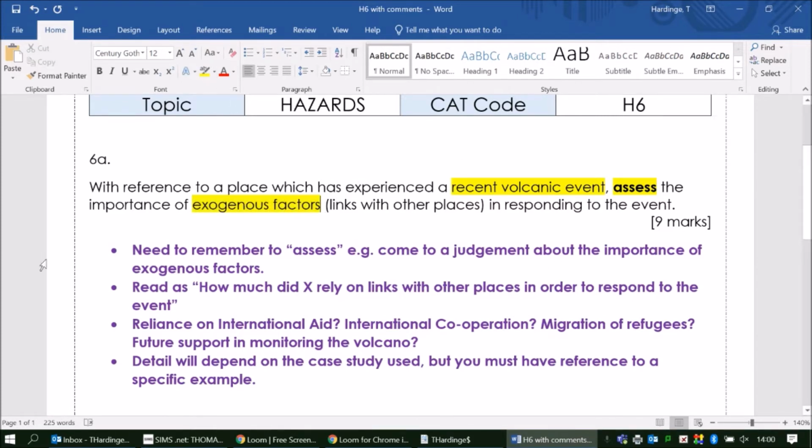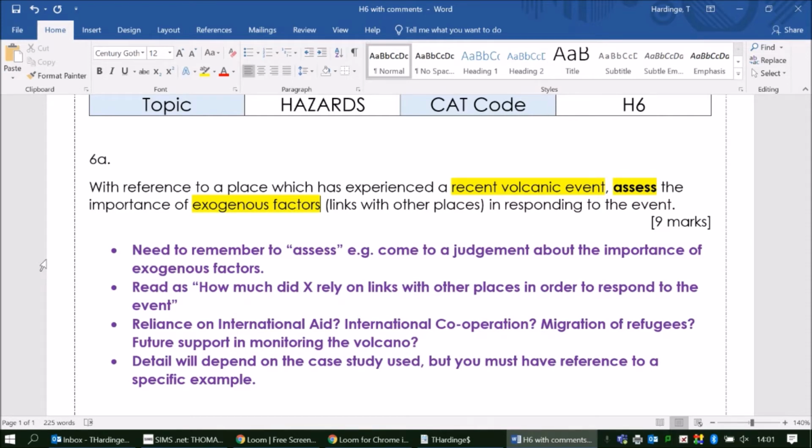You'll have come across it in the changing places unit, and that is because within these 9-mark questions, sometimes you will get links either within the topic, so it might get you to link between storm events and volcanic events, or it might be a link between topics, in this case between the hazards topic and the changing places topic. You may also experience links between the hazards topic and the global systems and governance topic as well. So exogenous factors are all about links with other places.